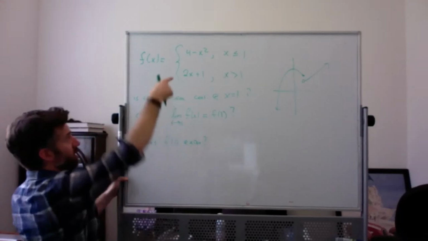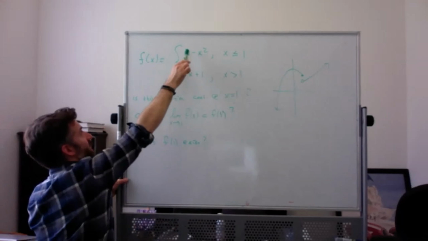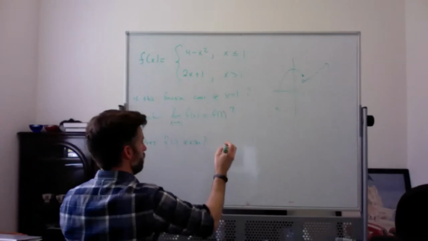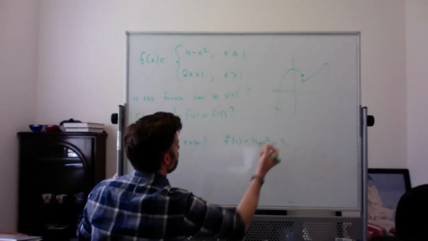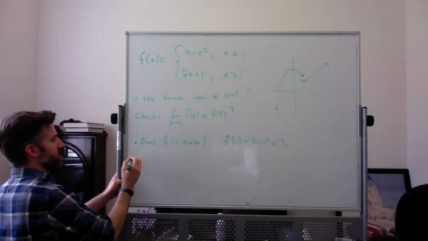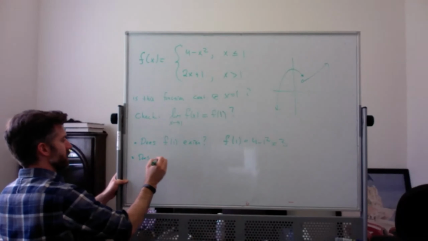Well, yes, I can plug in 1. If I plug in 1, I'm going to plug into the top part, that's where x is equal to 1. f of 1 is 4 minus 1 squared, which is 3. Okay, the second part is, does the limit exist?